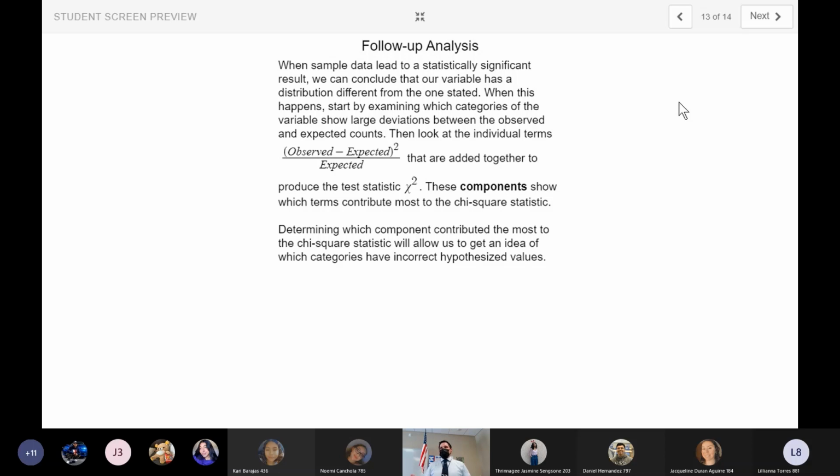Determining which component contributed the most to the chi-square statistic will allow us to get an idea of which categories have incorrect hypothesized values. Right? Essentially, it gives us an idea of where the assumed value is wrong. But it could also give me another thing to test later if I wanted to continue more research on something, to ask, okay, well, is this really the thing that is having the impact that I want?